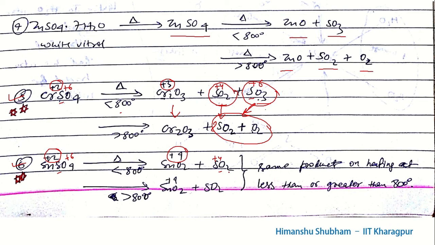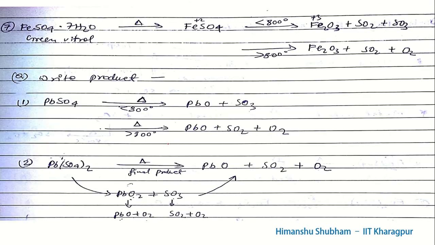So I have tried to give some explanation so that you can remember when you are solving the heating effect of these compounds. Next, FeSO4.7H2O, it is also called green vitriol. So when it is heated, we will first remove the water of crystallization, that is 7H2O, and we'll get FeSO4. Now when FeSO4 is heated below 800 degrees Celsius, we would get the oxide of iron plus SO3 plus SO2.